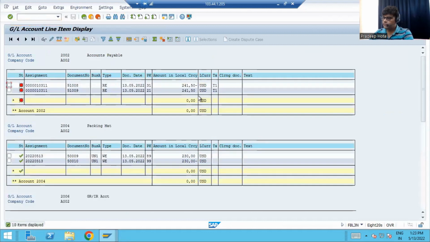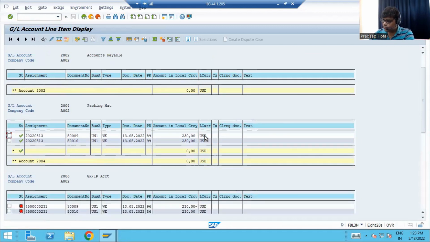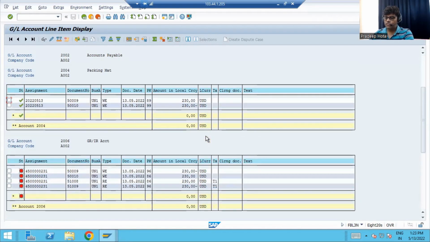Now your accounts payable balance is 0. The material, whatever we have received, that also we cancelled. The GRIR account also is cancelled. So that means in this process, if any error is there, then we can cancel everything.